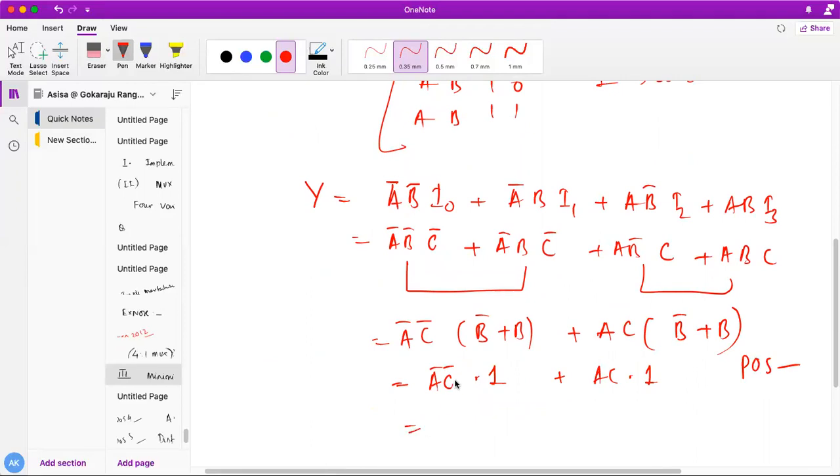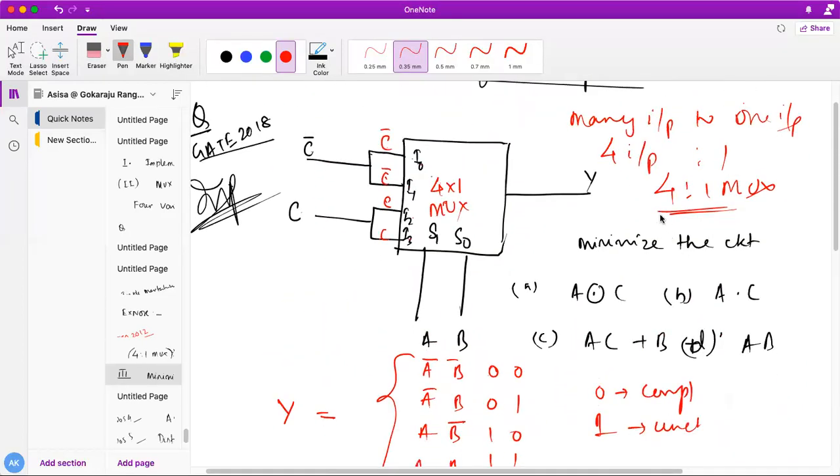Next, A bar C bar. This is A bar C bar or A C, which is nothing else but A XNOR C. Check that in the equation. Is it given? A XNOR C. Yes. Do all of you understand, or any doubt, students? Please let me know. This is a very important question. This type of question will come in the exams. Please try to understand. Any doubt on this immediately?